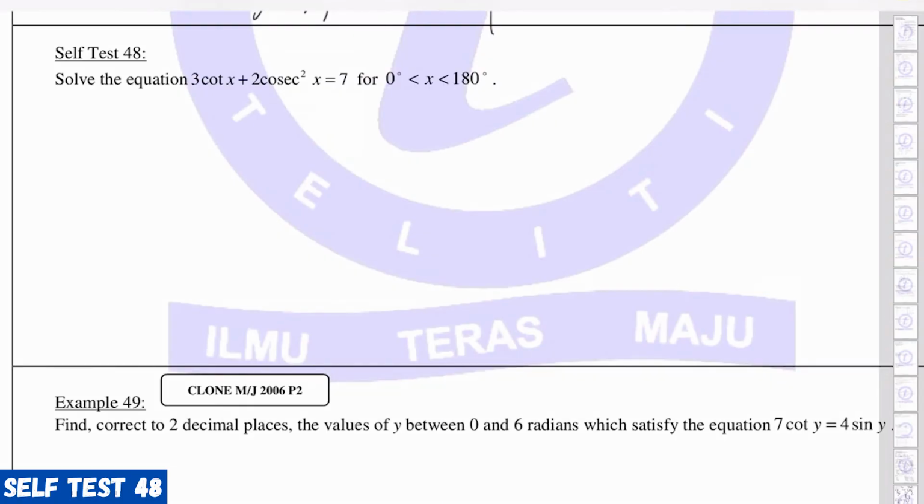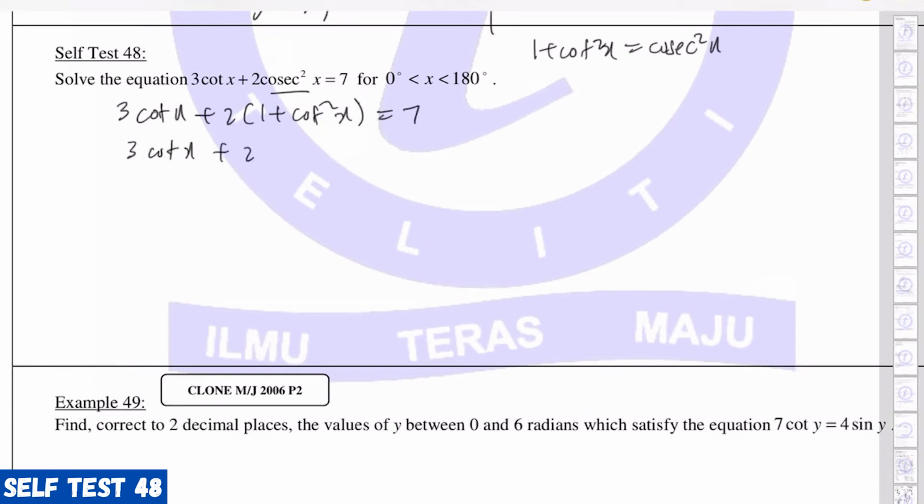Okay, self-test 48. Now, here you have an equation, again, involving cosecant and cotangent. Now, we know that 1 plus cotangent square x is cosecant square x. So I can change the cosecant square, right? So we have 3 cotangent x plus 2, 1 plus cotangent square x equals 7. Just expand the bracket, so 2 plus 2 cotangent square x equals 7. Put it together, 2 cotangent square x plus 3 cotangent x minus 5 equals 0.